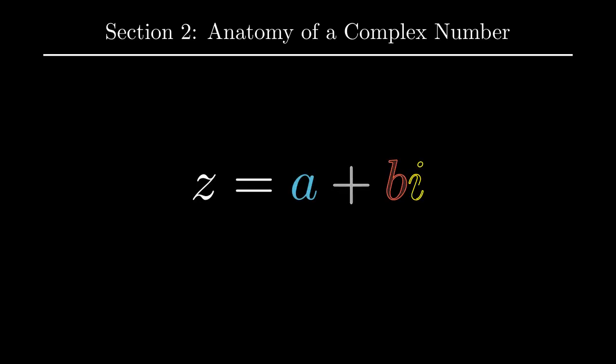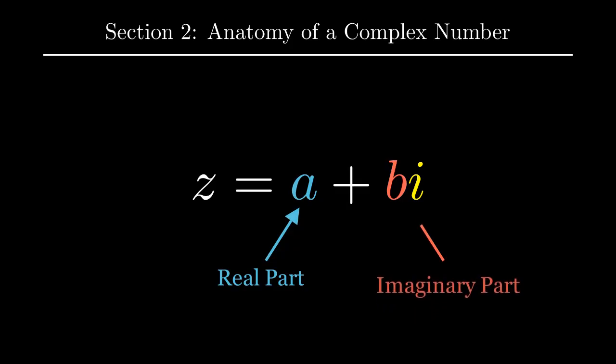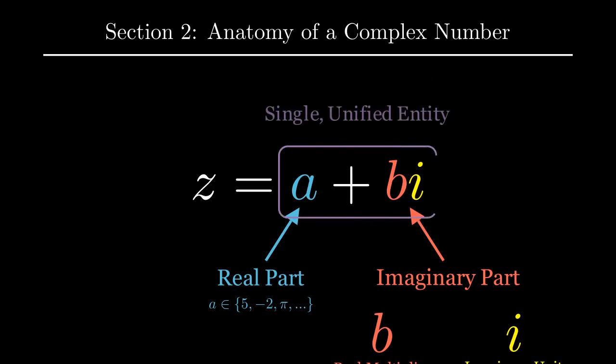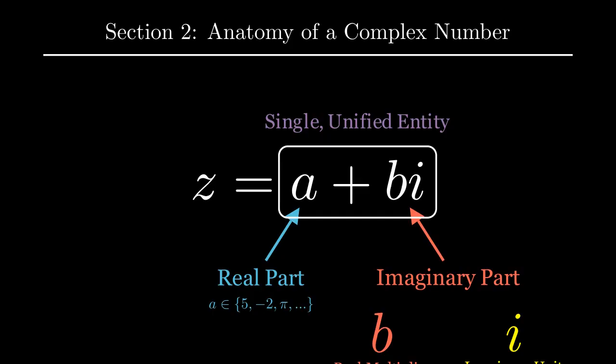A complex number is a hybrid, combining the familiar real world with this new imaginary dimension. The anatomy of a complex number follows the precise structure z = a + bi. Here, a represents the real part, numbers we use every day like 5, -2, or pi. The bi represents the imaginary part, where b is a real number multiplying our imaginary unit i. Together, they form a single unified entity called a complex number, existing in perfect harmony.